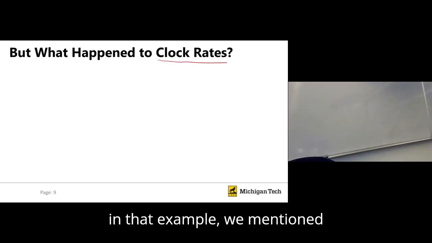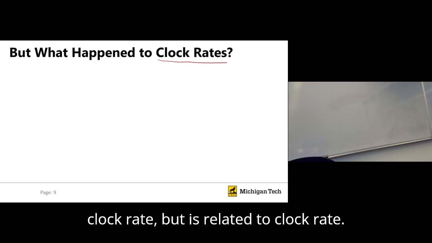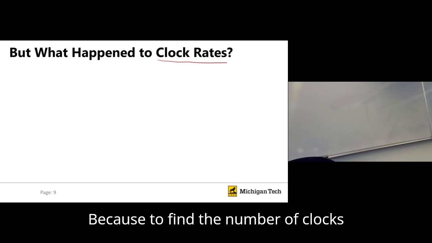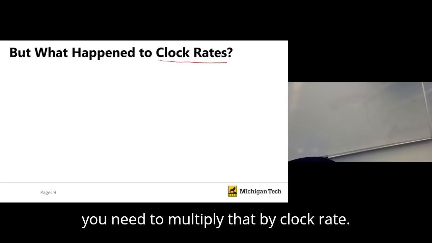In that example, we mentioned that performance is not directly the clock rate, but it is related to clock rate, because to find the number of clocks in the benchmark, you need to multiply that by the clock rate.